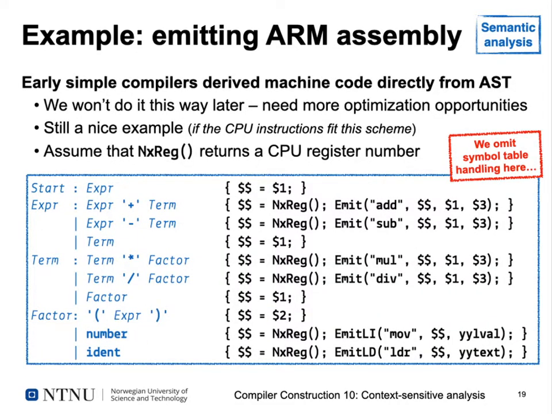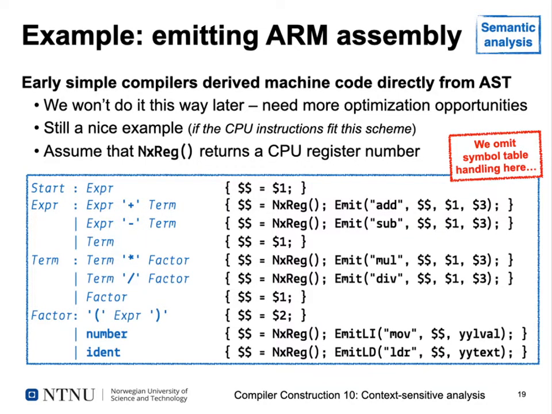Actually, you could go very far using such a simple approach. Here we'll show you an example to actually generate code. In this slide, we're for the first time really generating real machine code. To keep it simple, we're using ARM assembly. Early simple compilers really derived machine code directly from the abstract syntax tree. So we could do it right while we produce the abstract syntax tree, by going through the recursions of our grammar here.